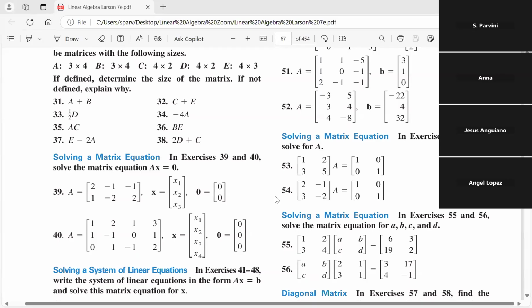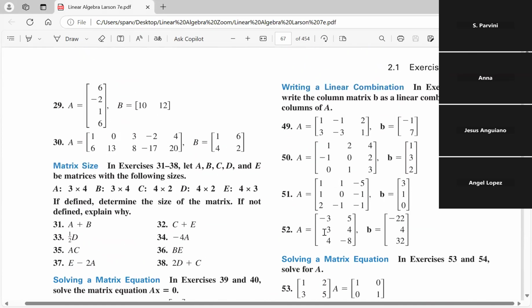How about, let's check this one out. How about number, I don't know, is 52 okay? 52 is this one. There, number 52. In exercise number 52, and let me grab my paper. So we're in section 2.1. And we're about to do number 52.